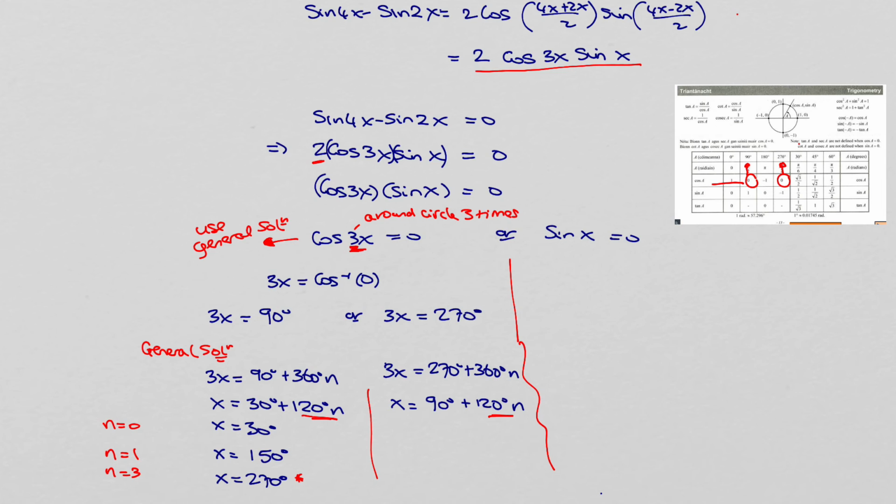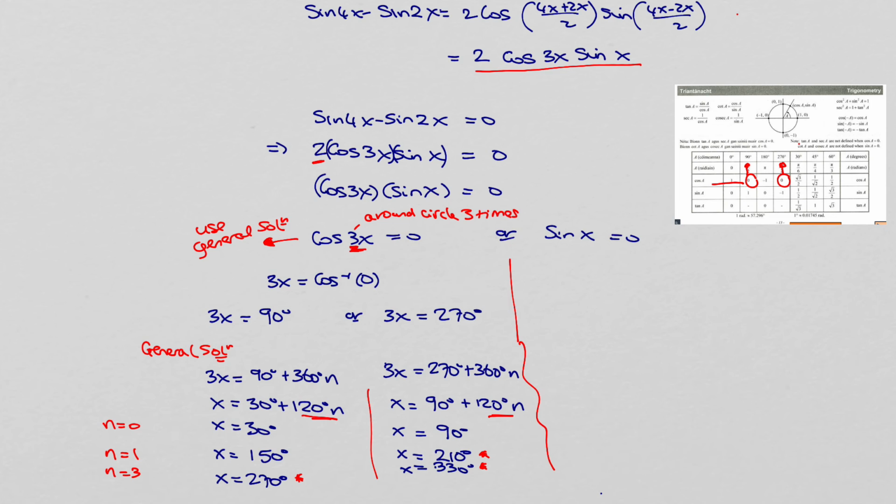And then if I do x equals 90 plus 120n, well, when n is 0, that gives me 90. When n is 1, that gives me 90 plus 120, which is 210. And when n is 2, that gives me 90 plus 240, which is 330. And of course, I'm just going to star these last 2 because they've gone beyond 180 degrees. But if I was going to 0 to 360, I would include all of those answers. Okay, so now we are finished with our cos inverse of 3x.